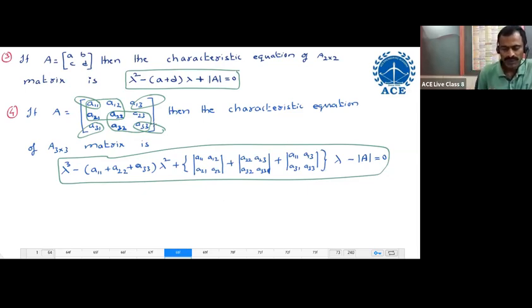So for 2 by 2 and 3 by 3, because we have GATE question problems on 2 by 2 and 3 by 3 only, that is why we have to remember these two. For any order square matrix, in the characteristic equation, the last term is the determinant. The coefficient of lambda square in the third order equation, and of lambda in the second order equation, is the trace of the matrix. So for any order square matrix, the last term is the determinant and the second term's coefficient is the trace of the matrix.